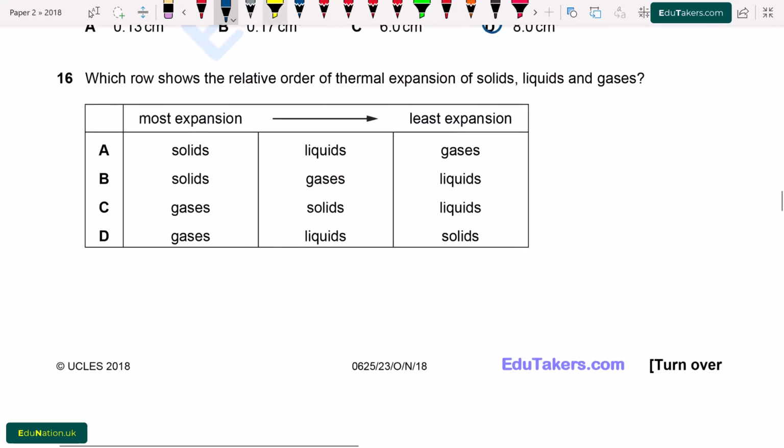Question number 16. Which row shows the relative order of the thermal expansion of the solids, liquids and gases? On the left hand side, we have to show which one has the most expansion, while on the right hand side, there is least expansion. We know that the molecules of the solid are held very close to each other. There is no spacing between the molecules of the solid. Next, here is liquid. In the molecules of liquid, there is small spacing between them.